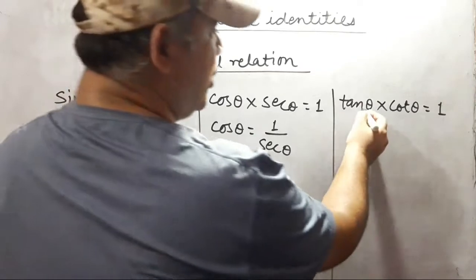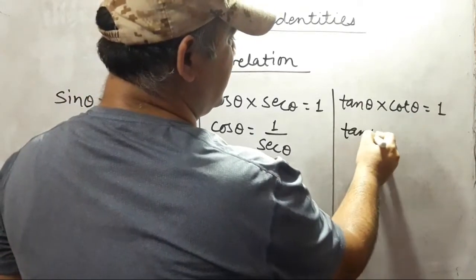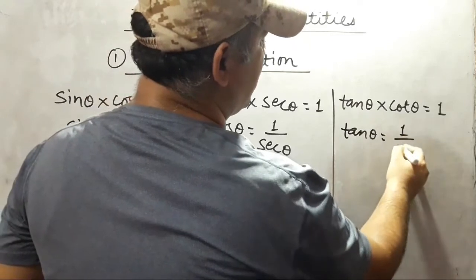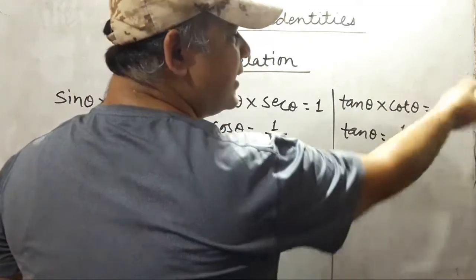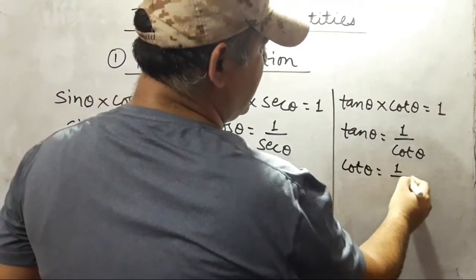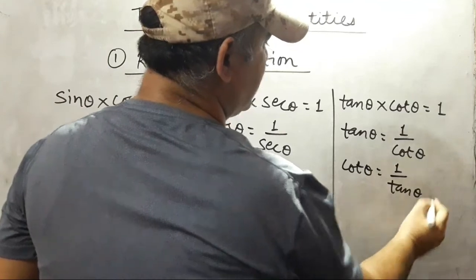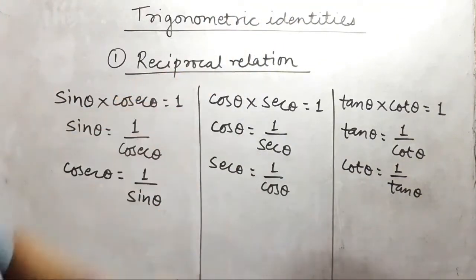In the same way, when tan theta sends cot theta to the other side, it becomes tan theta equal to 1 by cot theta. And if cot theta sends tan theta to the other side, it becomes cot theta equal to 1 by tan theta. So these are the list of formulae which we got from the reciprocal relation.